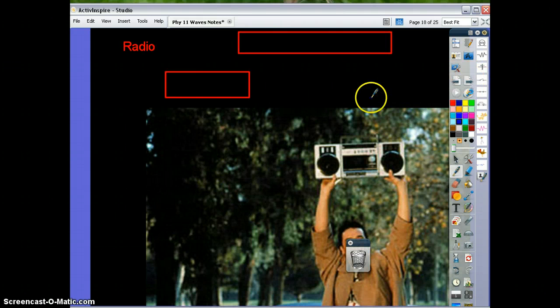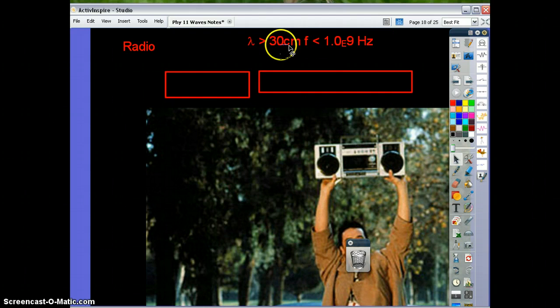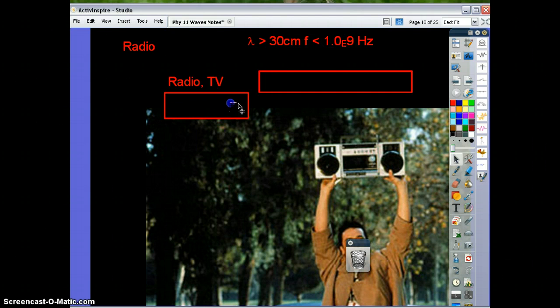First of all, we start with radio waves. Radio waves on the electromagnetic spectrum have the longest wavelength and the lowest frequency. How do we use radio waves? Good uses are radio and TV.